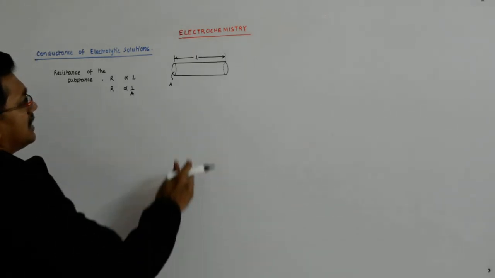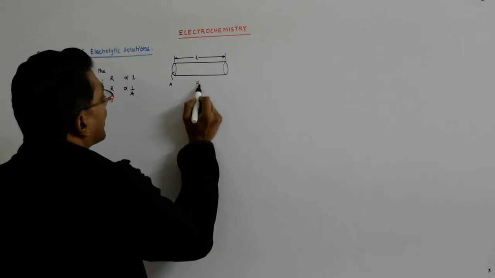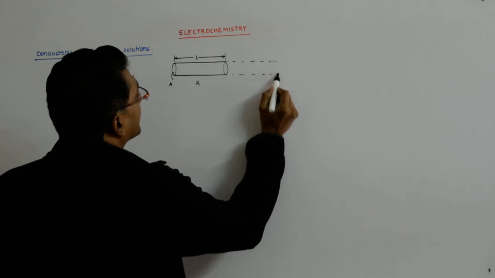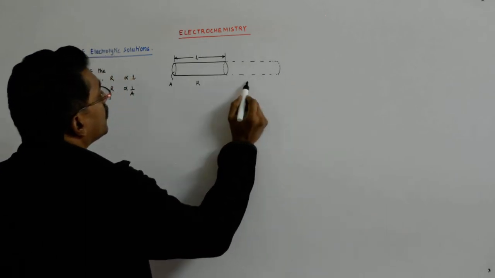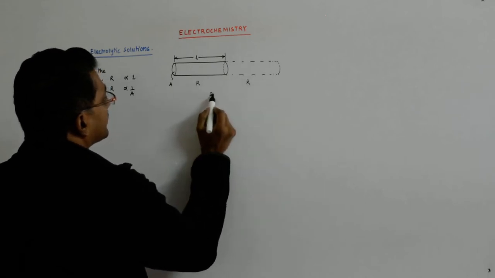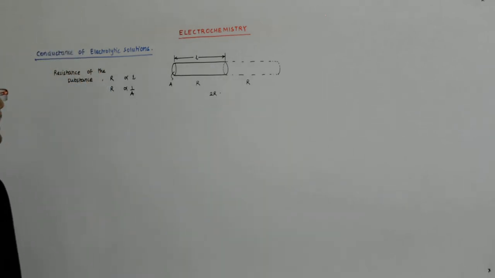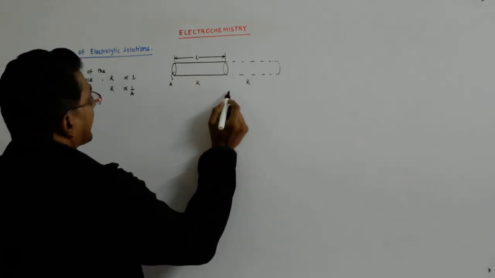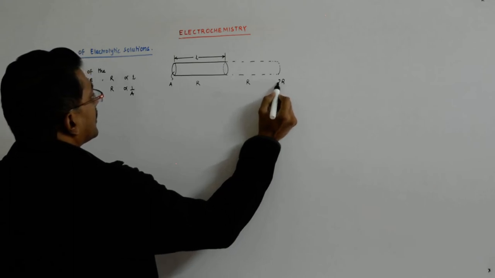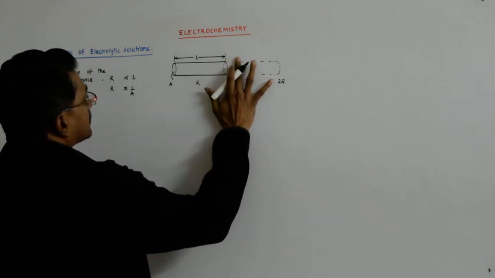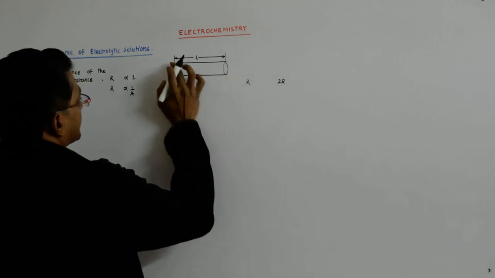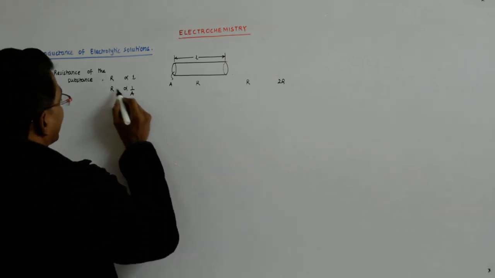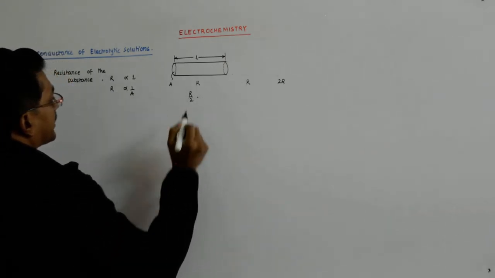So what do I mean? I mean to say, if the resistance of this is R, then the resistance of something that is twice in length will become 2R. This will be R and R in series, that will be 2R. And if I double the area of the single one, then the resistance is inversely proportional, so it becomes R by 2.